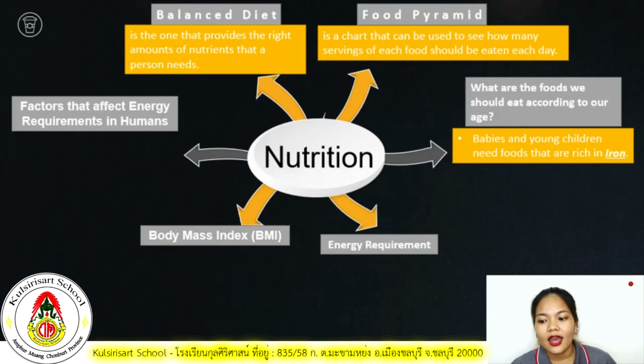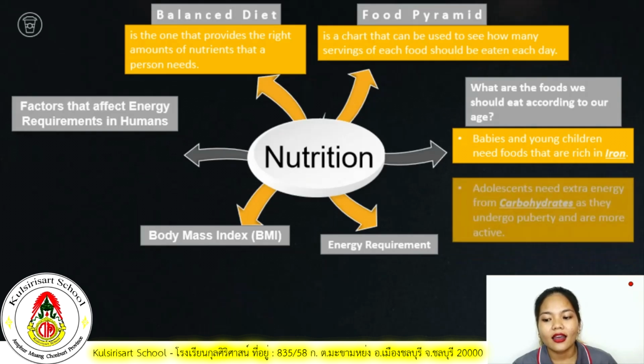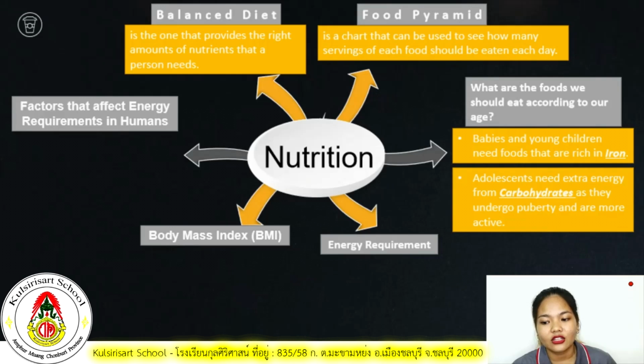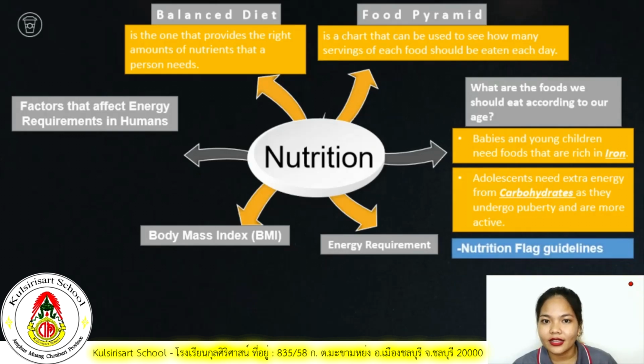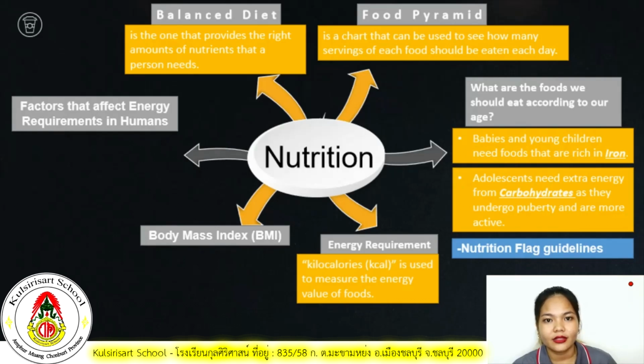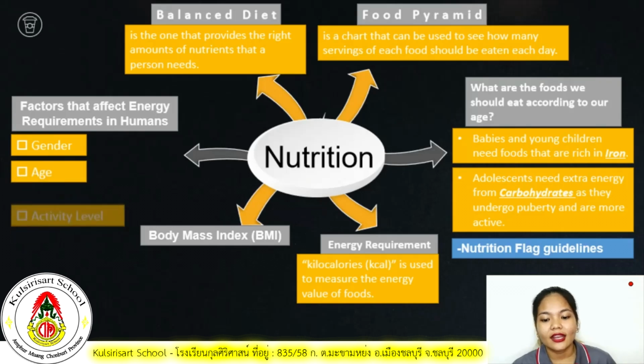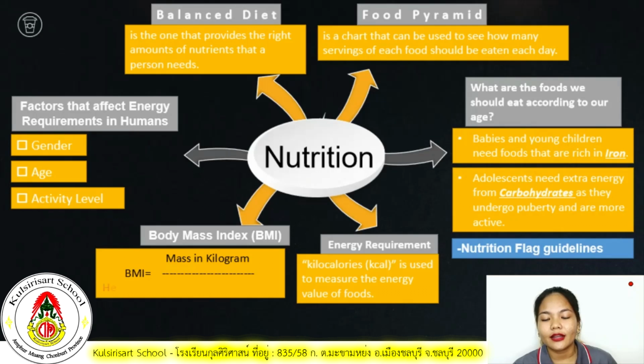We said that babies and young children need foods that are rich in iron, and that adolescents need extra energy from carbohydrates as they undergo puberty and are more active. And under this, we also studied the nutrition flag guidelines. We also studied energy requirements. Under this, we've learned that kilocalories or KCAL is the unit used to measure the energy requirements, okay? We also studied the different factors that affect energy in humans. This includes gender, age, and activity level. And lastly, we learned about body mass index. We defined what is body mass index and how to compute for your BMI.